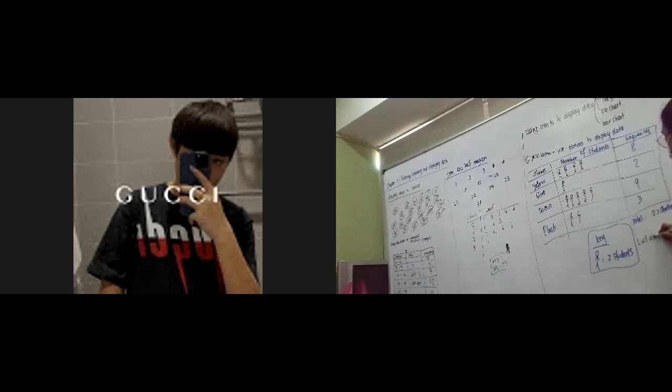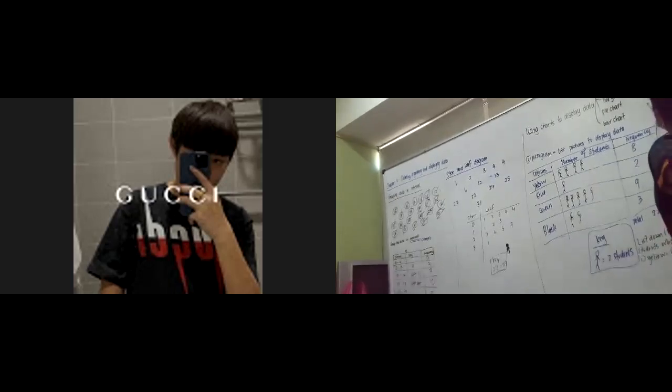Now they ask you to list down the number of students who like, for example, yellow. So you just list down. 8 students.